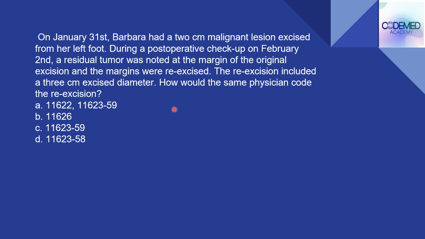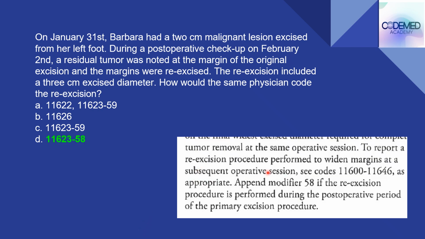So what are your codes? And which lesion has been excised? Malignant lesion. So go through all the codes and tell me the answer. So here there is a very important guideline: to report a re-excision procedure performed to widen the margin at a subsequent operative session, see this code as appropriate and append modifier 58 if the re-excision procedure is performed during the post-operative period of the primary excision procedure. And that's exactly what happened in this case, and that's why we will go with the answer D.